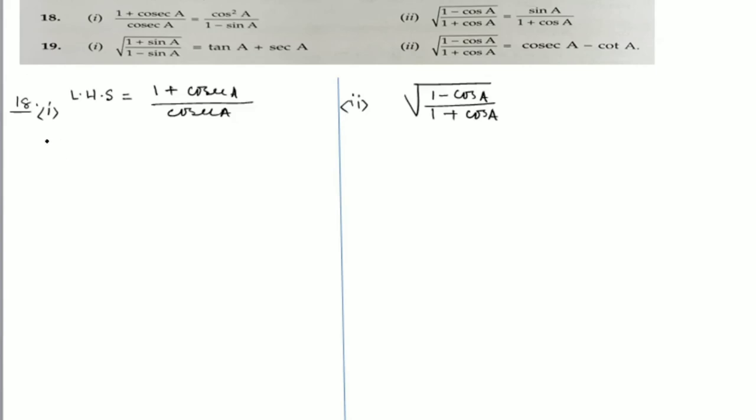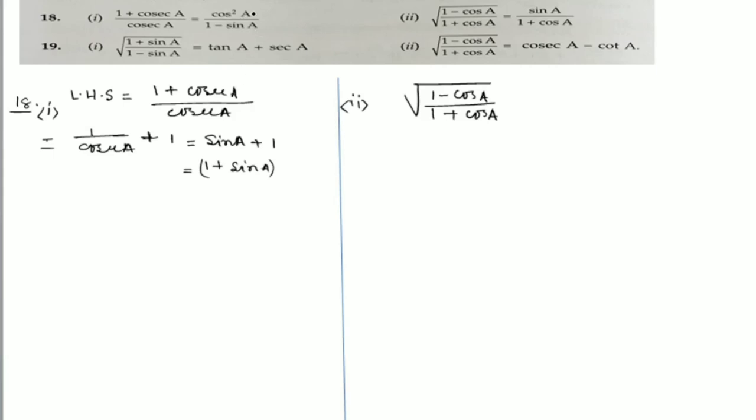Now we will solve problem number 18, and the problem is (1 plus cosec A) divided by cosec A is equal to cos square A divided by 1 minus sin A. It is a very easy problem. So here I write it, left hand side is equal to 1 plus cosec A divided by cosec A. So we divide it and it will be 1 by cosec A, and cosec A by cosec A means it will be 1. Okay. And we can write it as 1 by cosec A means sin A. Sin A plus 1. Okay. Now we can write it in this way.